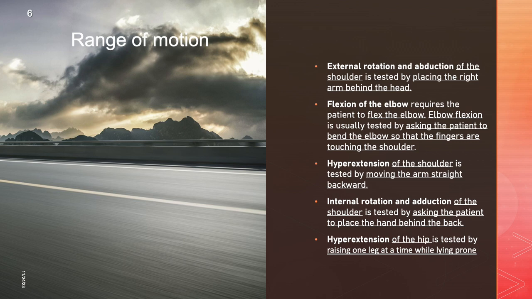All right, so for this slide, we need to understand what it is that we have to bend in order to articulate an action of external rotation and abduction, of flexion of the elbow, of hyperextension. So I need for you to be able to explain to me what hyperextension looks like. So, for example, if the shoulder is moving the arm straight backward, we're going to be checking for hyperextension. I need for you to be able to match those up in your head so that when we have to do these types of tests, we can tell them which way they need to move and move ourselves in that position so they can just mimic that.